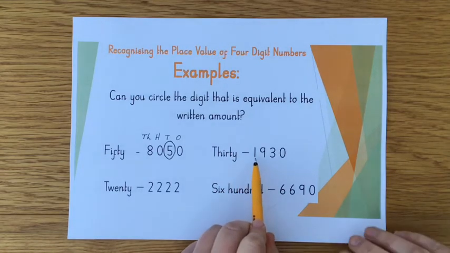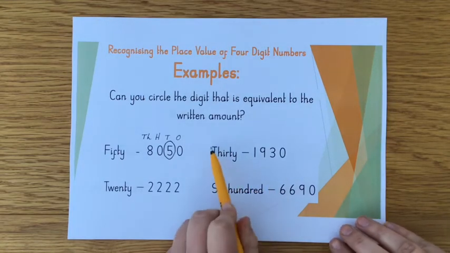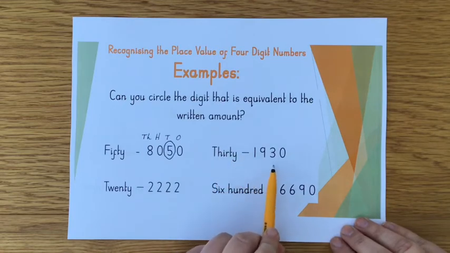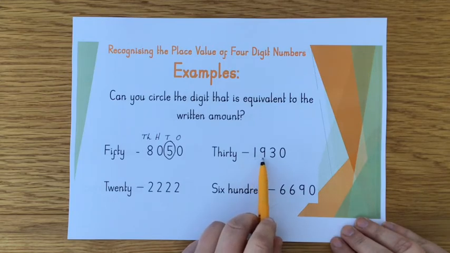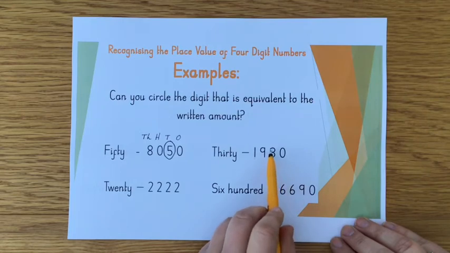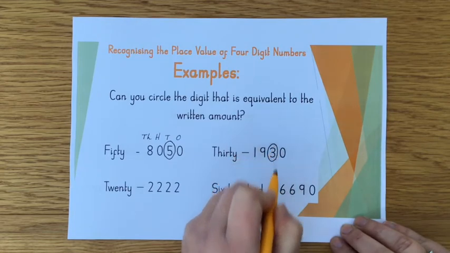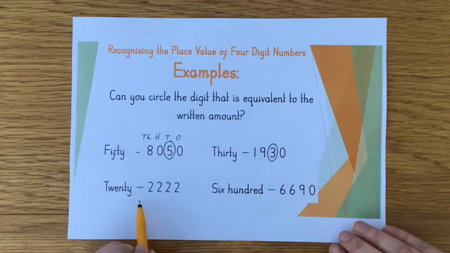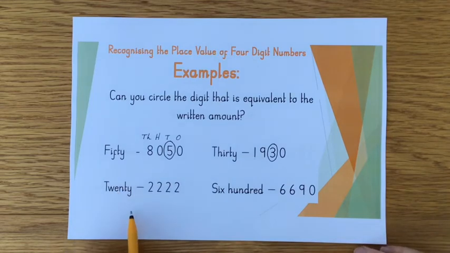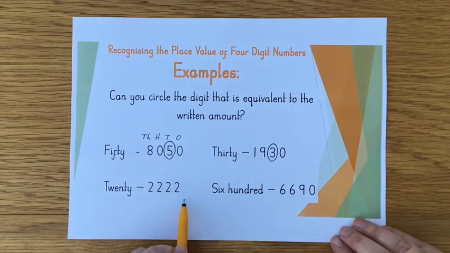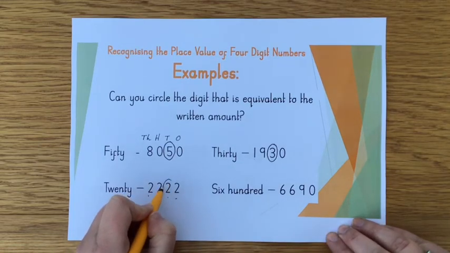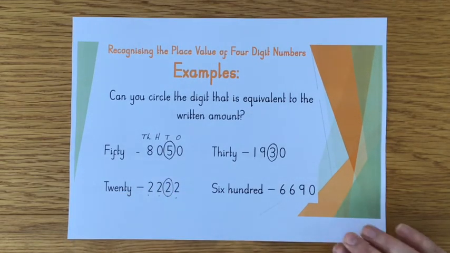Okay, 1930. Here I've been asked to find the number that represents 30. Well, in my tens column, I've got 3 tens, which equal 30. So that's going to be the 3. Here, I'm looking for the number that represents 20. 2222. I've got 2 thousands, 2 hundreds, 2 tens and 2 ones. So yes, it's going to be this number here in my tens column.